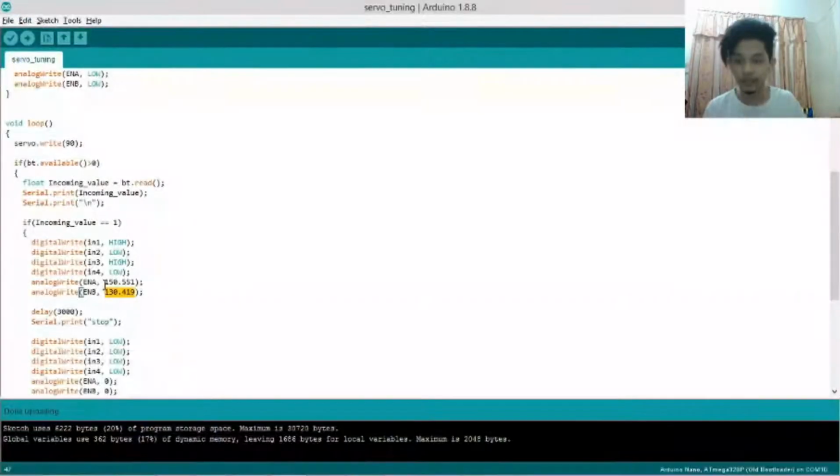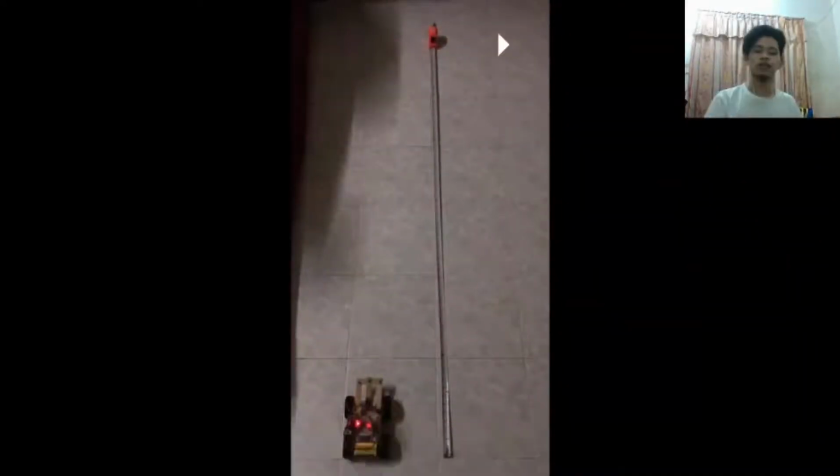Here is the coding. You can see here I already put the value that we just calculated. So, let's see the result. Supposedly this car will only move until here. So let's see the result.